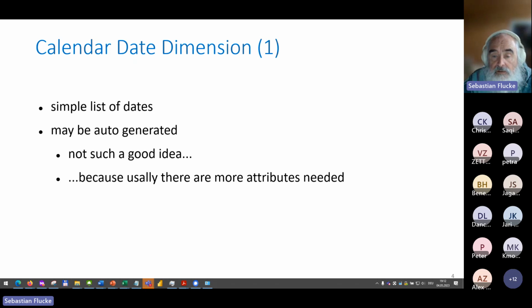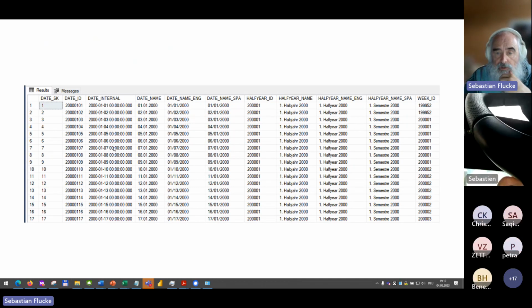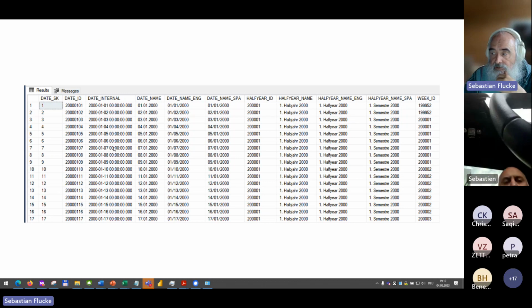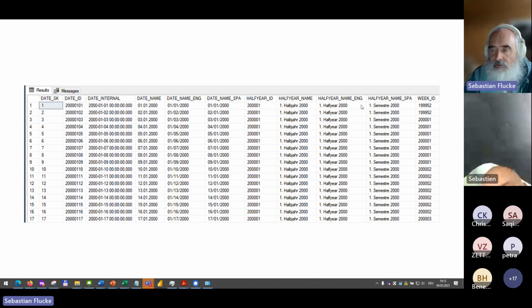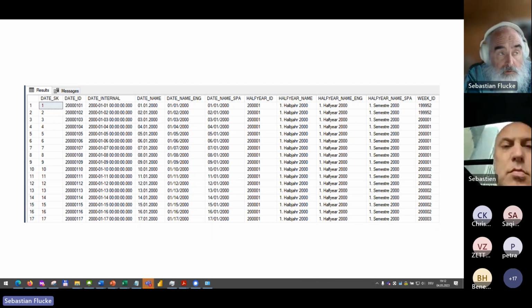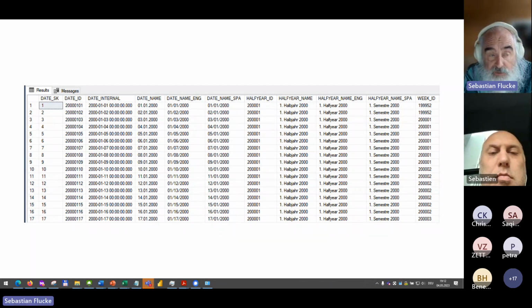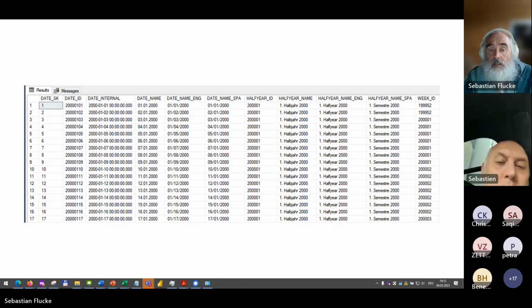Here we have a short sample with a date ID, a date internal as a timestamp, a date name in English, in Spanish, an ID for half year, a name for half year in different languages, and so on. So usually we need more attributes, more columns than we get offered from auto-generated stuff.